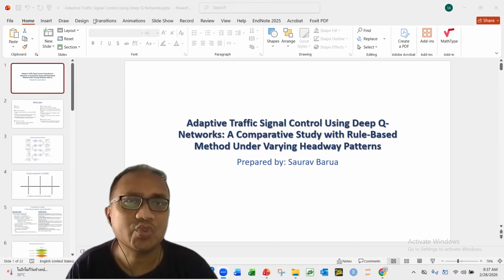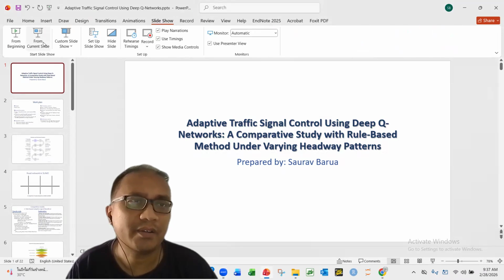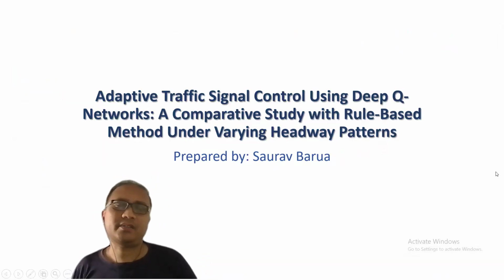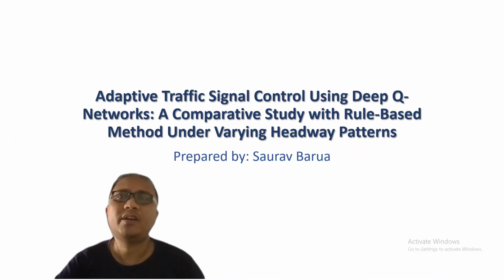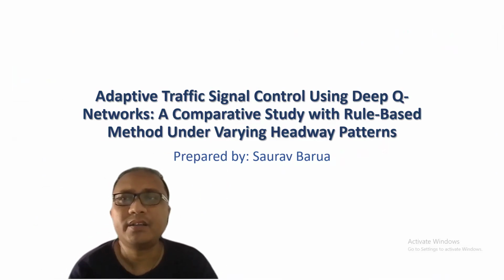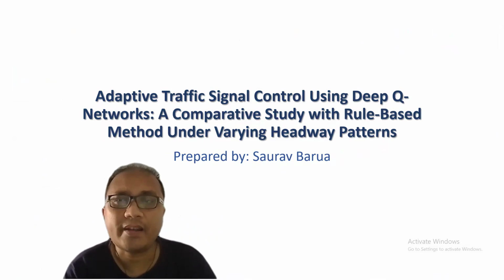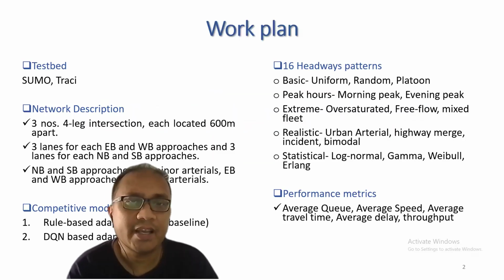I want to show a research topic today, and I did this research using Python and Python SUMO and TraCI, the framework in Python. My research topic is adaptive traffic signal control using deep Q network. I do a comparative study with a rule-based method and I vary different headway patterns.